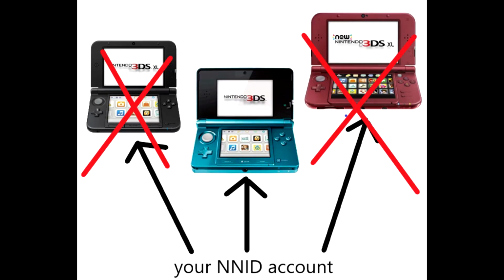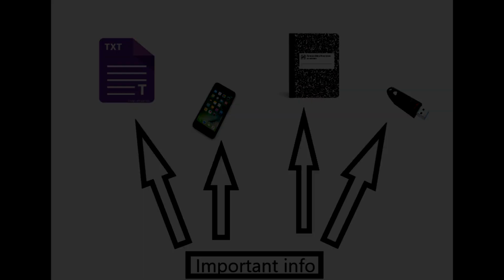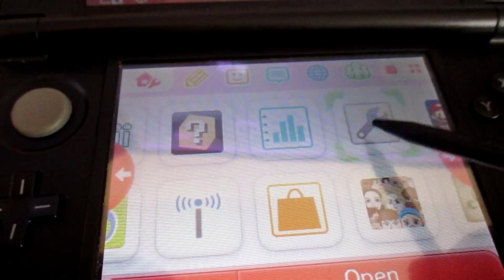But let me clarify, the NNID can only be used on one 3DS system. You can't have the same NNID on a 3DS XL, a 3DS, and a new 3DS. I'm also going to cover the information you should keep in the future to make sure the transition goes more smoothly. Let us begin.